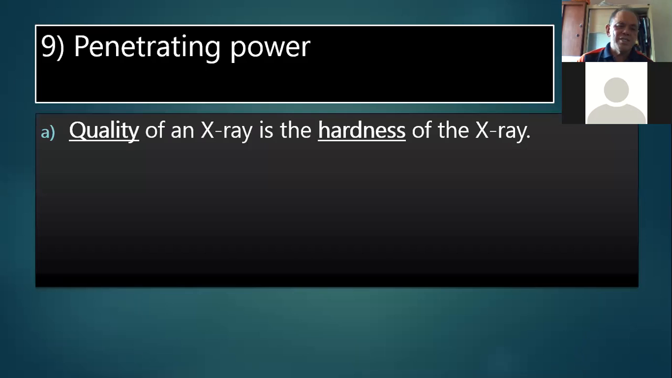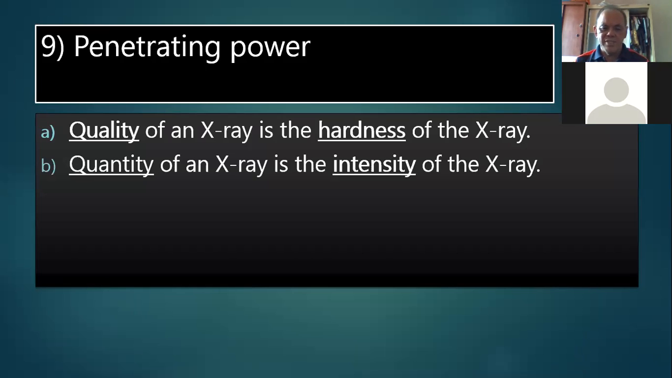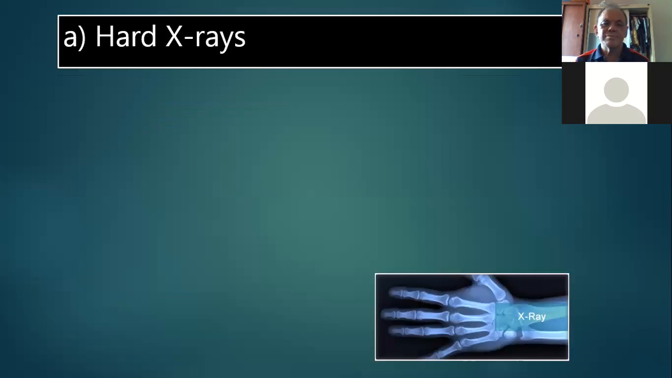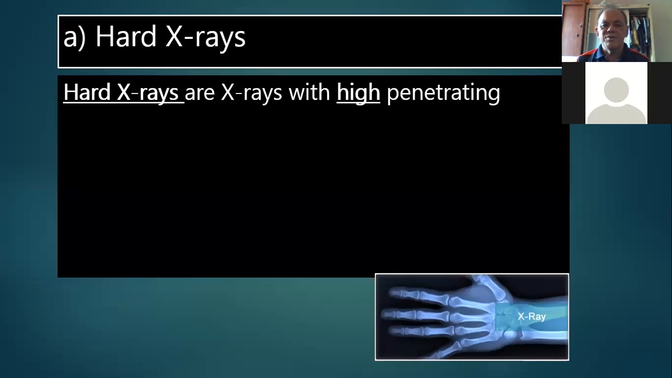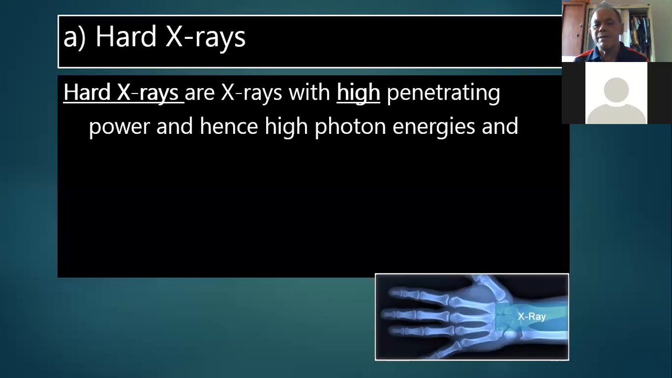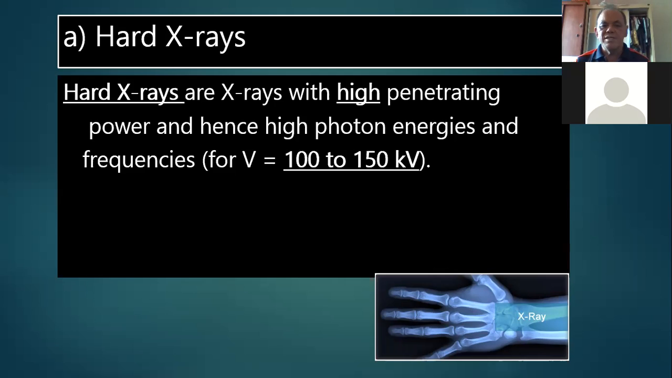So we divide X-ray into quality of X-ray, or we call the hardness of X-ray, and quantity of X-ray. Quantity, we are more interested in intensity. Keep in mind, intensity is just the number of photons hitting the body or tissue. Hard X-ray is one with high penetrating power and hence high photon energy. Usually, when we say high photon energy, it's understood as high frequency. And usually, the operating voltage is 100 to 150 kilovolt.